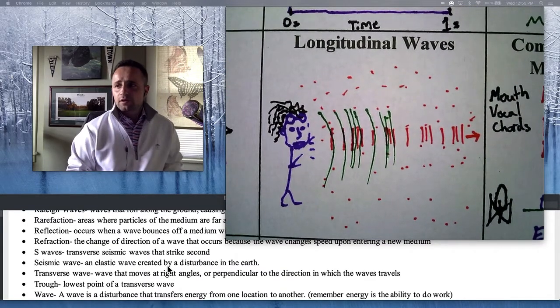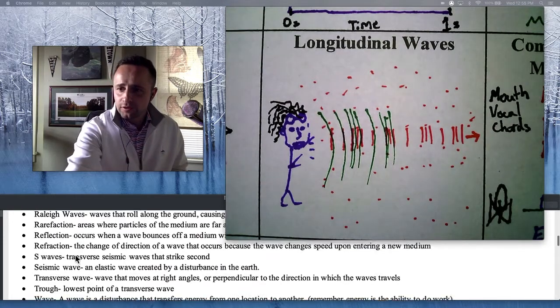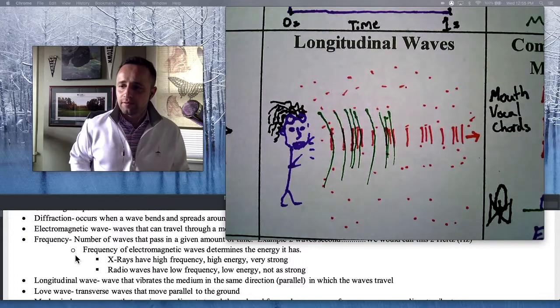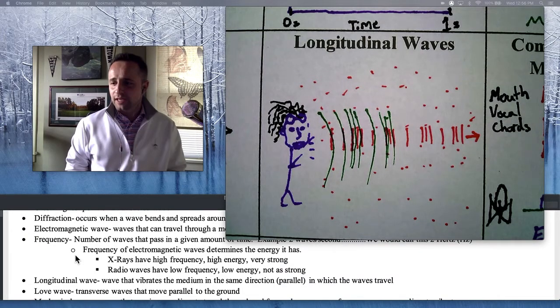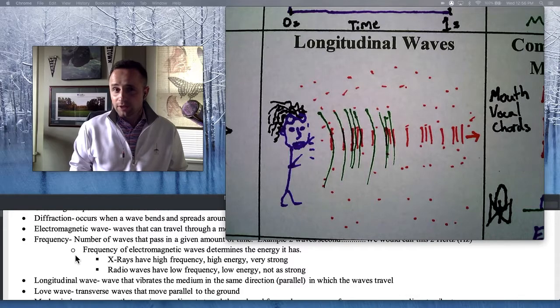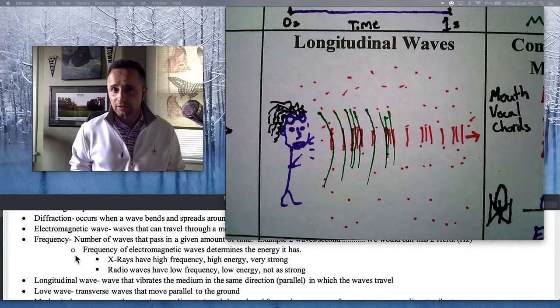Longitudinal waves are waves in which, I'll scroll to it. Longitudinal waves, waves that vibrate the medium in the same direction in which the wave travels. So basically, longitudinal waves, they are mechanical. They require a medium to travel through. So sound is definitely a longitudinal wave. It's definitely mechanical. Sound requires a medium to travel through.